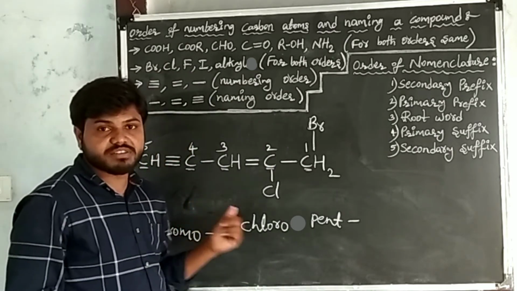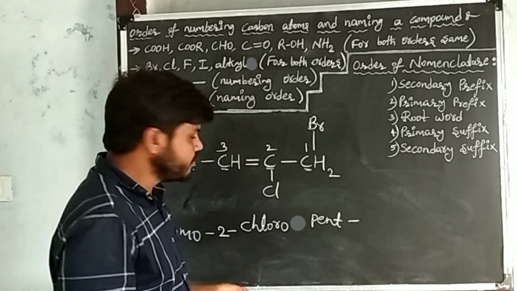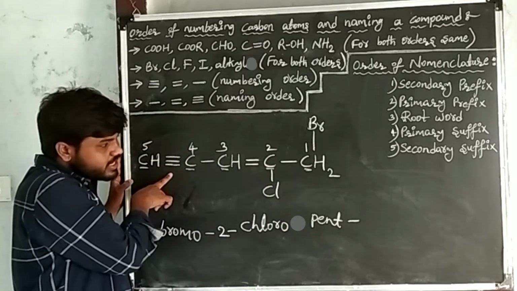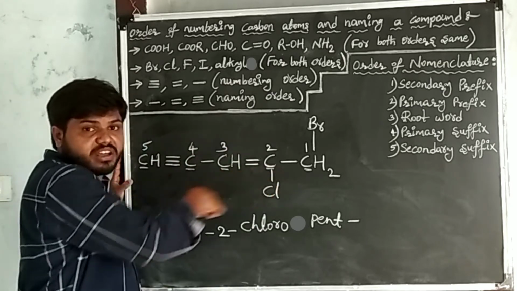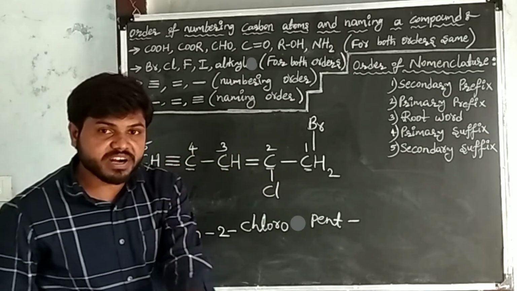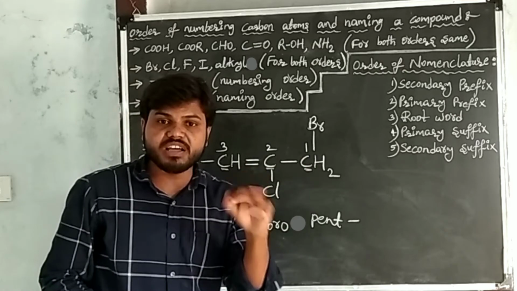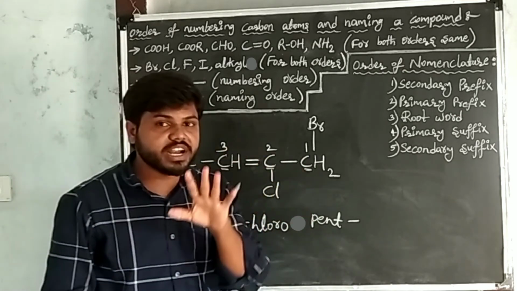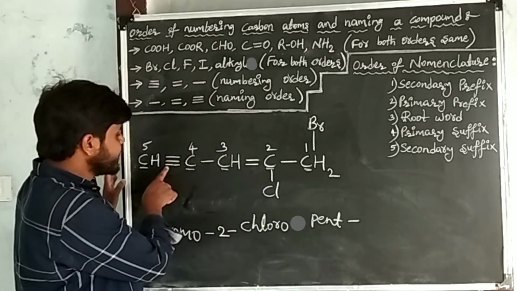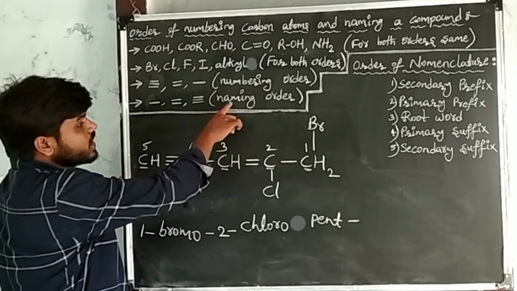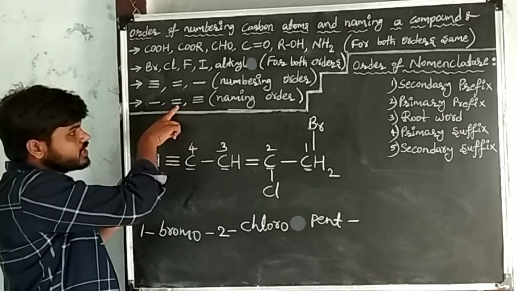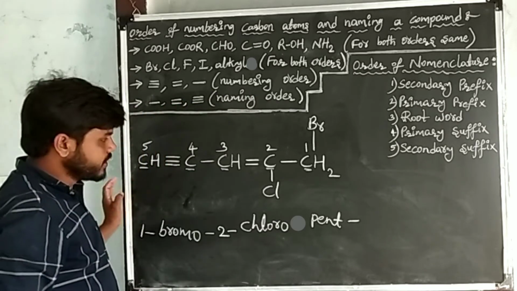Here the primary suffixes are single bonds, double bonds, triple bonds. In the given compound, one triple bond is there, one double bond is there, and the remaining are all single bonds. When you have double bonds and single bonds, no need to write single bonds. Just write double bond and triple bond. So the order of naming is: first write the double bond, then after the triple bond.